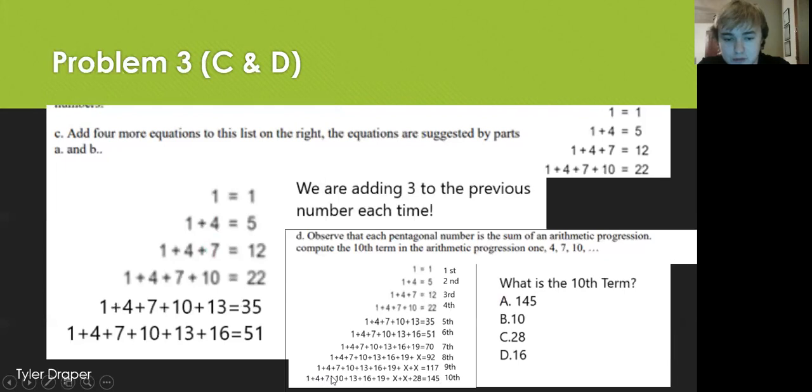So 1 plus 4 plus 7 plus 10 plus 13 plus 16 plus 19 plus 22 plus 25 plus 28. Goodness, that's a lot. Equals 145. So that is our 10th term. As we can see here, we go all the way down: 1, 2, 3, 4, 5, 6, 7, 8, 9, 10. Our 10th term equals A, 145. Good job.